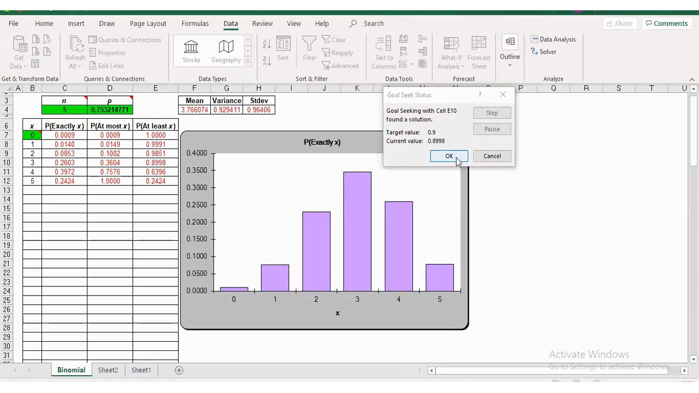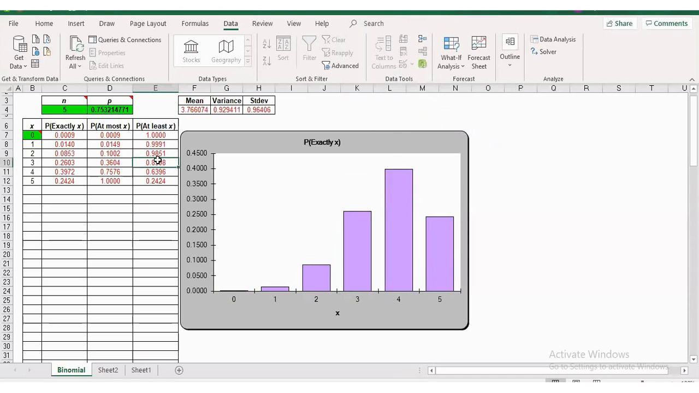You got the answer? What is that? This became around 0.9. And what is the capability of the machine I need to buy? 0.7532. You guys understood this? Let me repeat one more time.